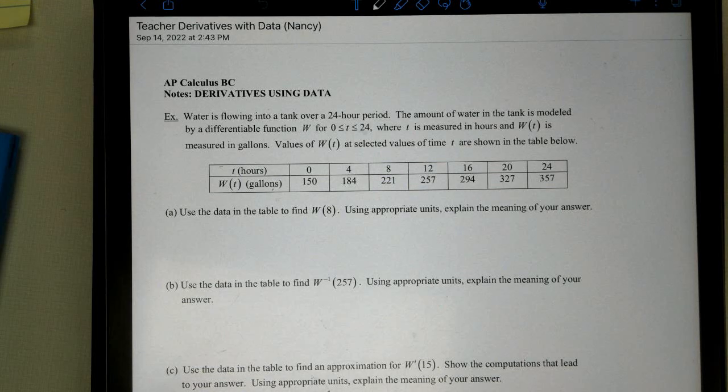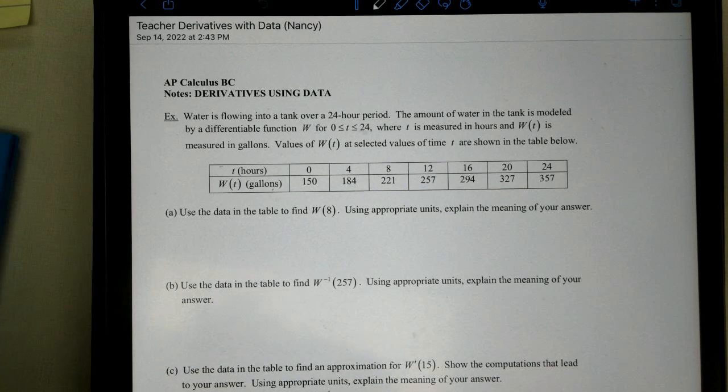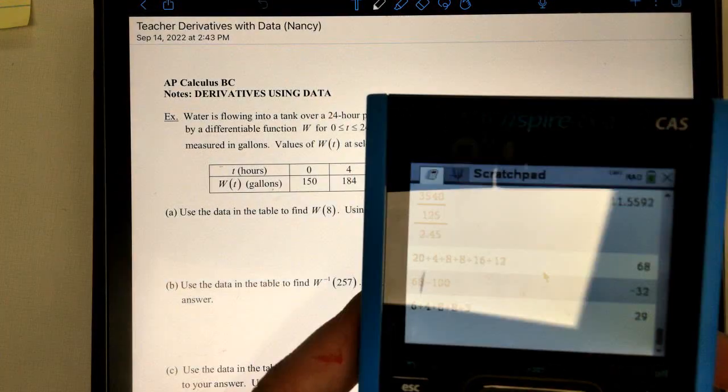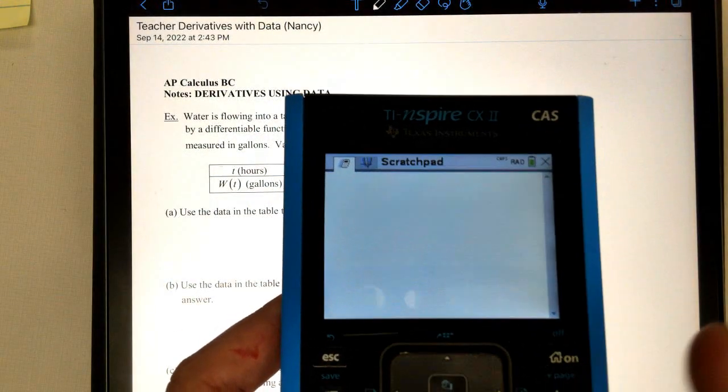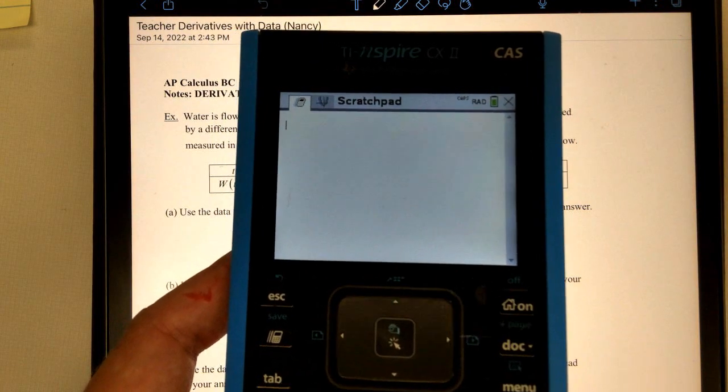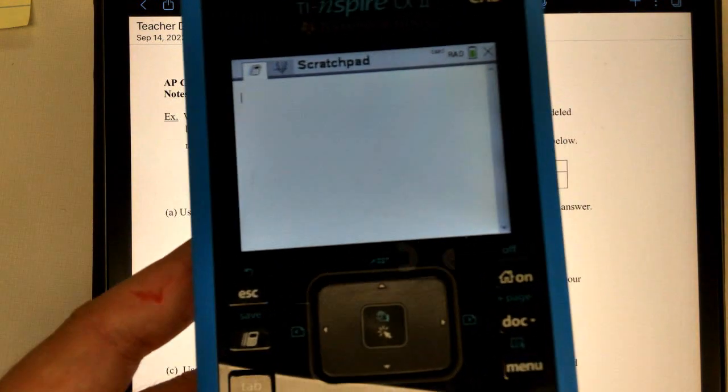Hello, welcome back. Today we're going to be looking at derivatives, but using data and finding derivatives from a table. It's pretty easy to do. We will be using the TI-Nspire calculator on this lesson, so if you need one, go ahead and grab one. You can find them online, or you can even use the Desmos calculator as well.